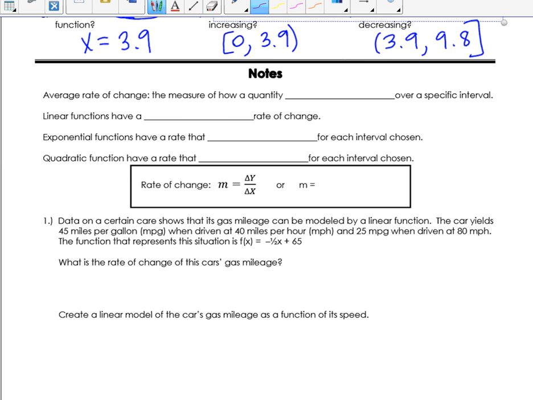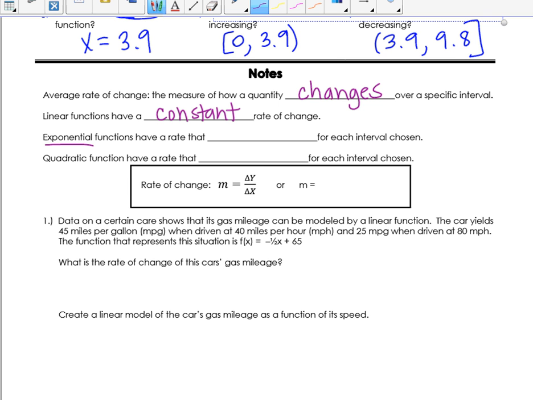So if it looks very familiar, that's good. Okay. Average rate of change is how much a quantity changes, obviously, over a specific interval. Okay, now last year you guys talked about linear and exponential. Linear functions have a constant rate of change. They never have a different rate of change no matter which 2 points you pick.